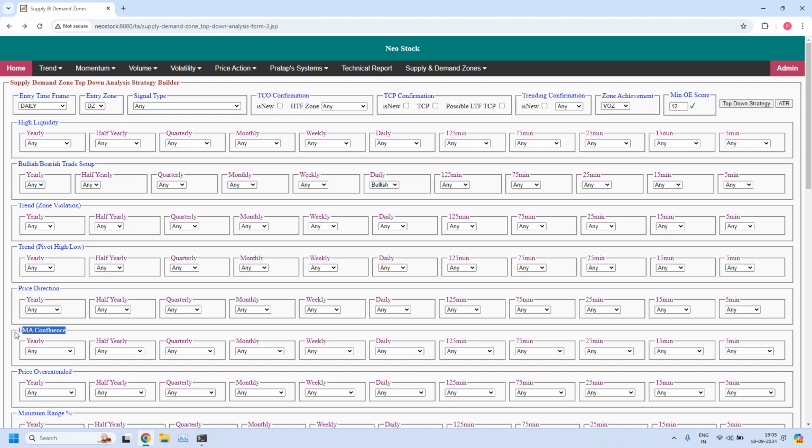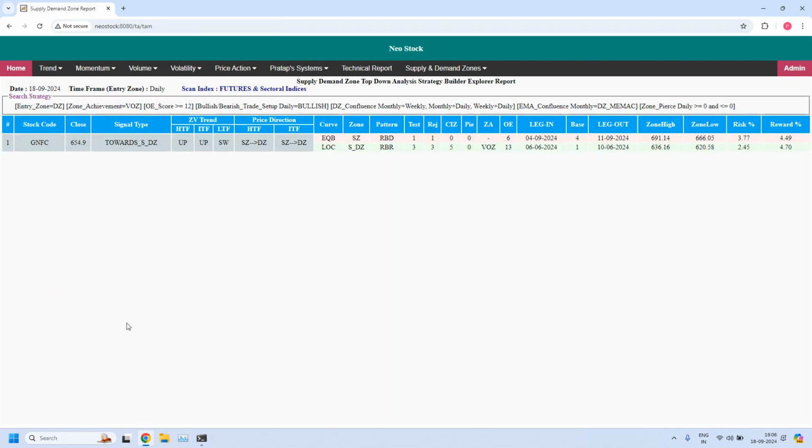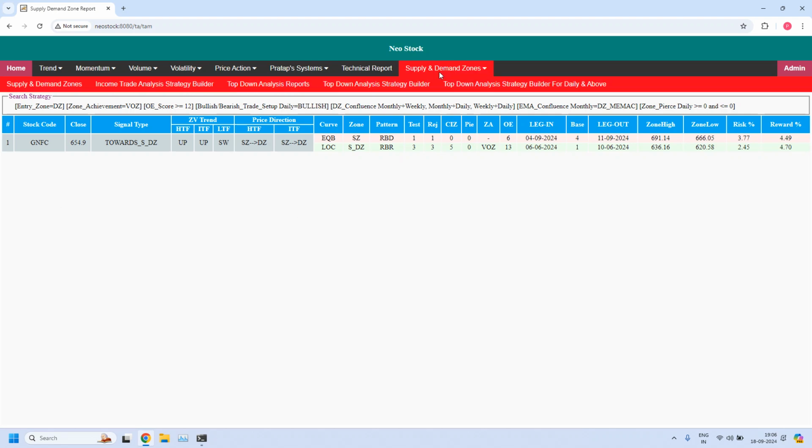So in the EMA confluence, in the monthly time frame, I am looking for monthly demand zone with monthly EMA confluence. MEMAC means monthly EMA confluence. So one stock, JNFC, is having monthly EMA confluence. So it's a high probability trade setup. Okay, this is about the bullish trade setup for monthly income trade.